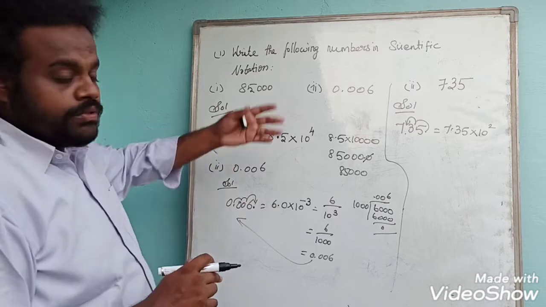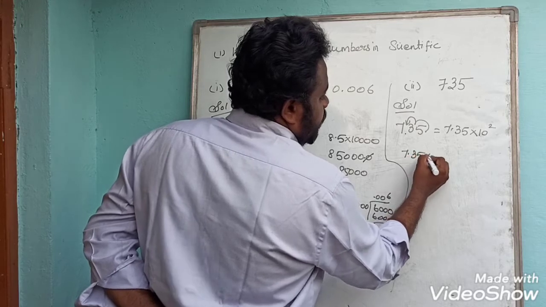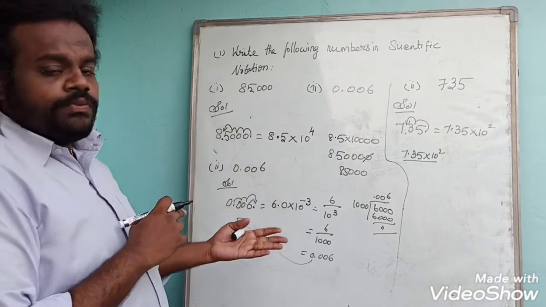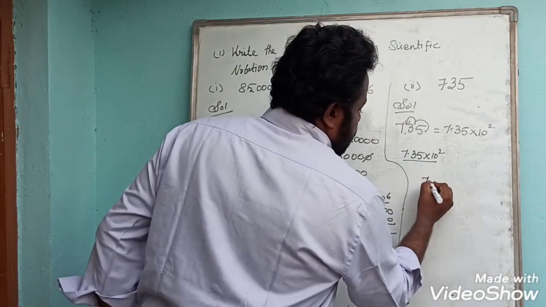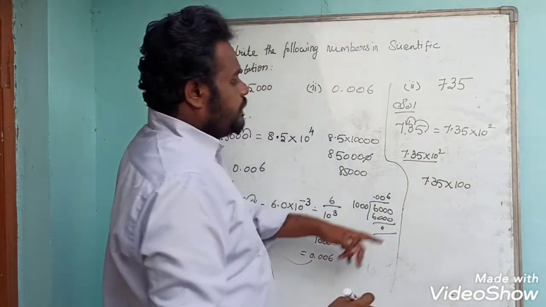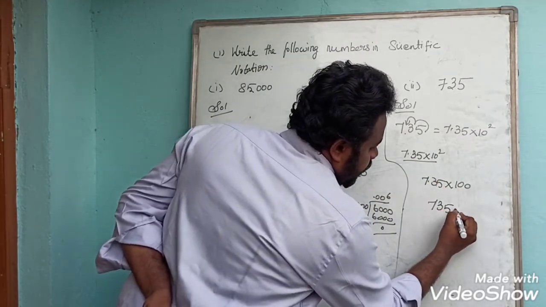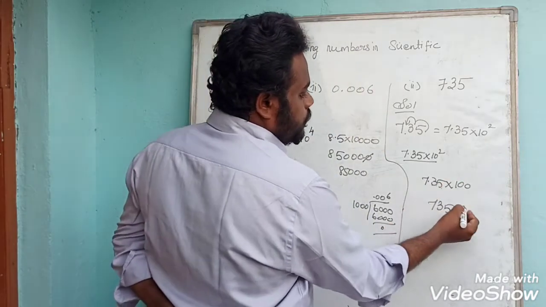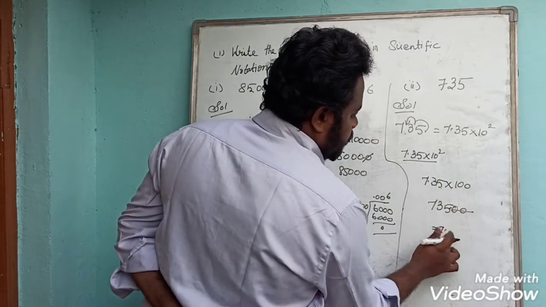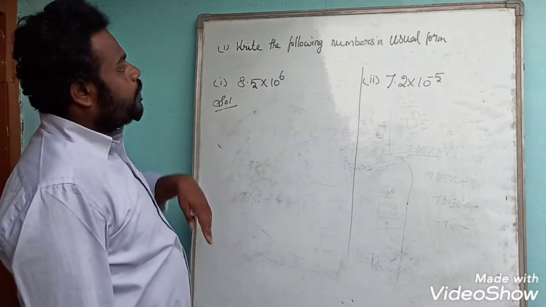So next I take this same value and convert into usual form. Here you consider 7.35 into 10 to the power 2. This one is in scientific notation. You have to change into usual form. So how do you write? 7.35 into 100. So 10 power 2 is 10 into 10, 100. This can be done in a shortcut method: 735.00. Move the decimal point 2 places, and after the decimal point there is no value. We get 735.